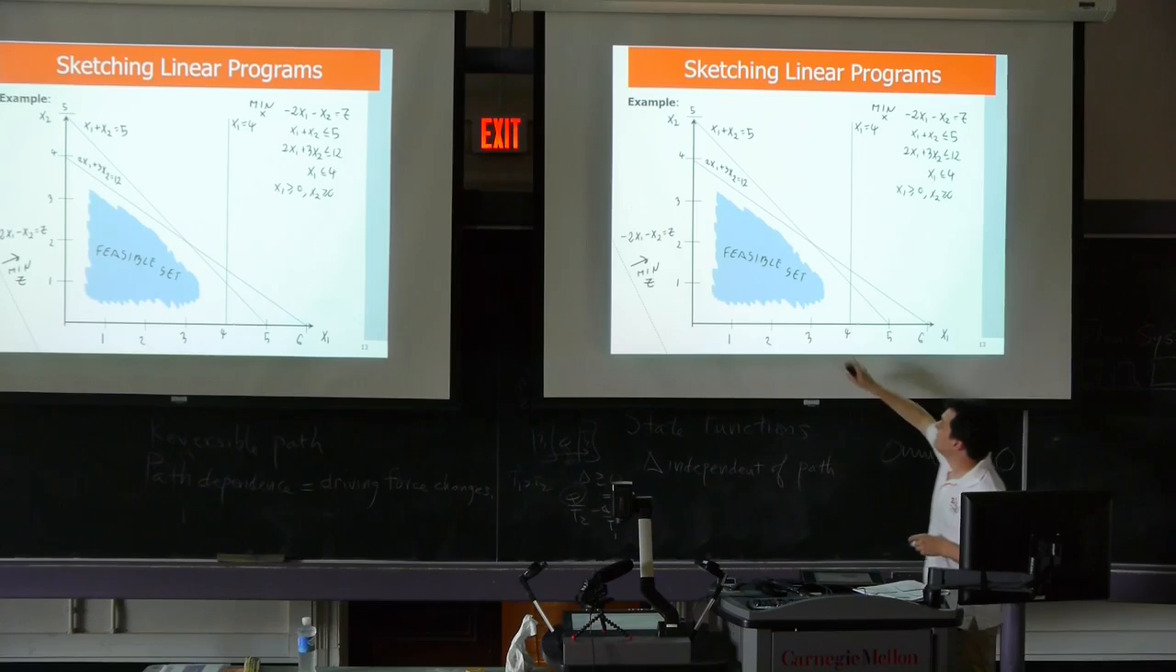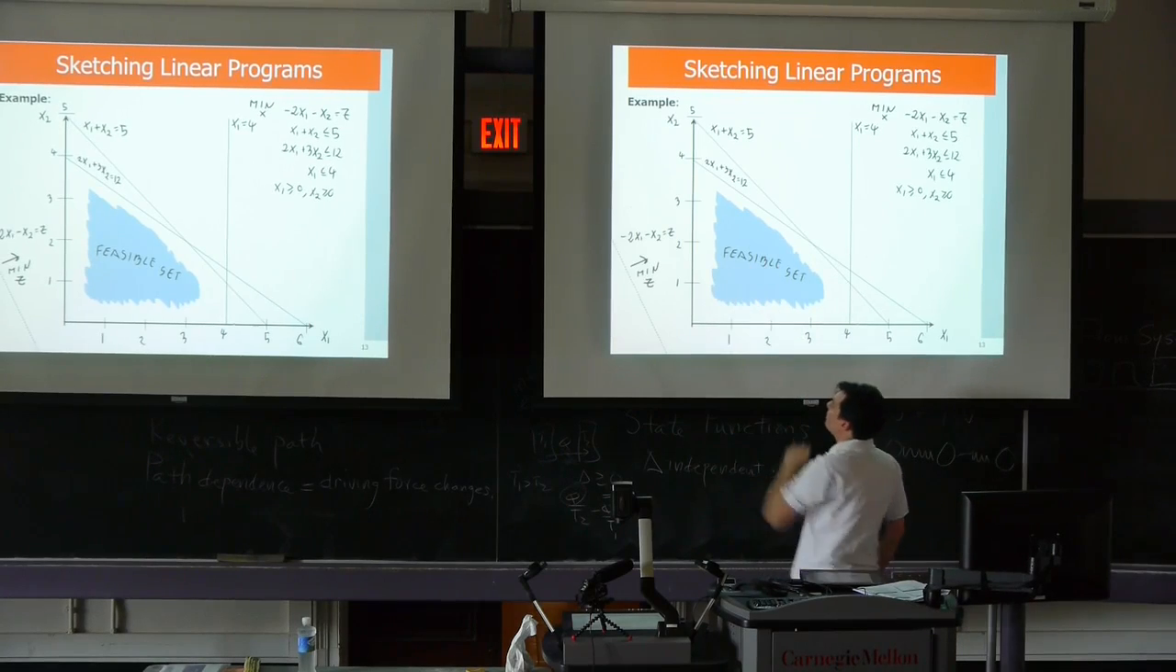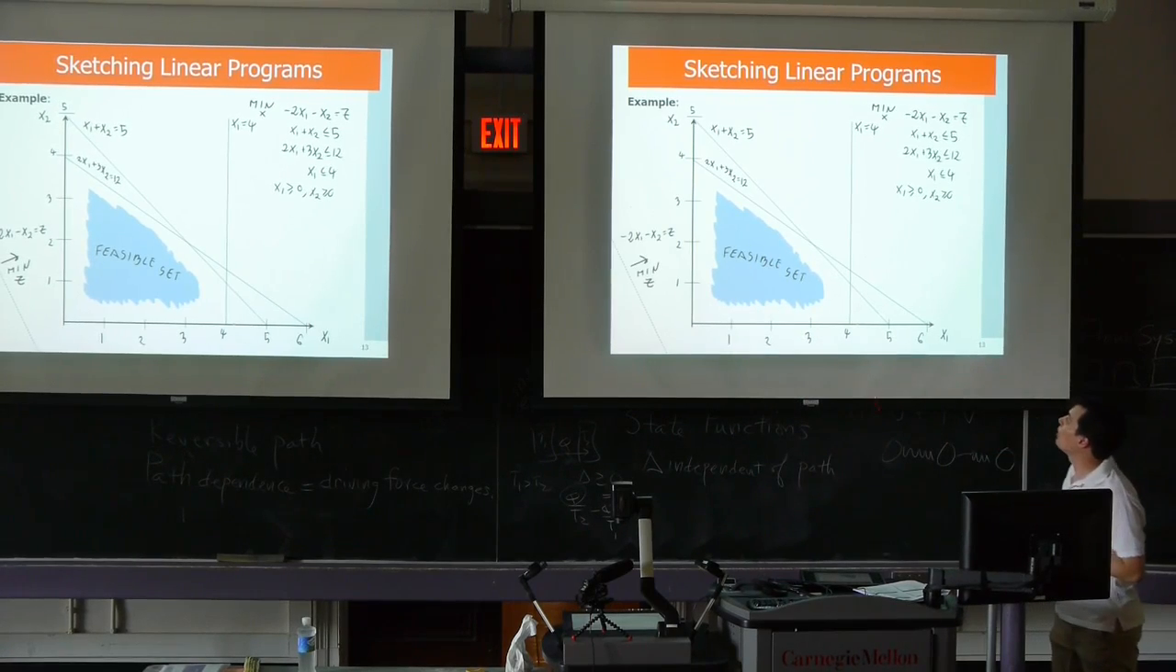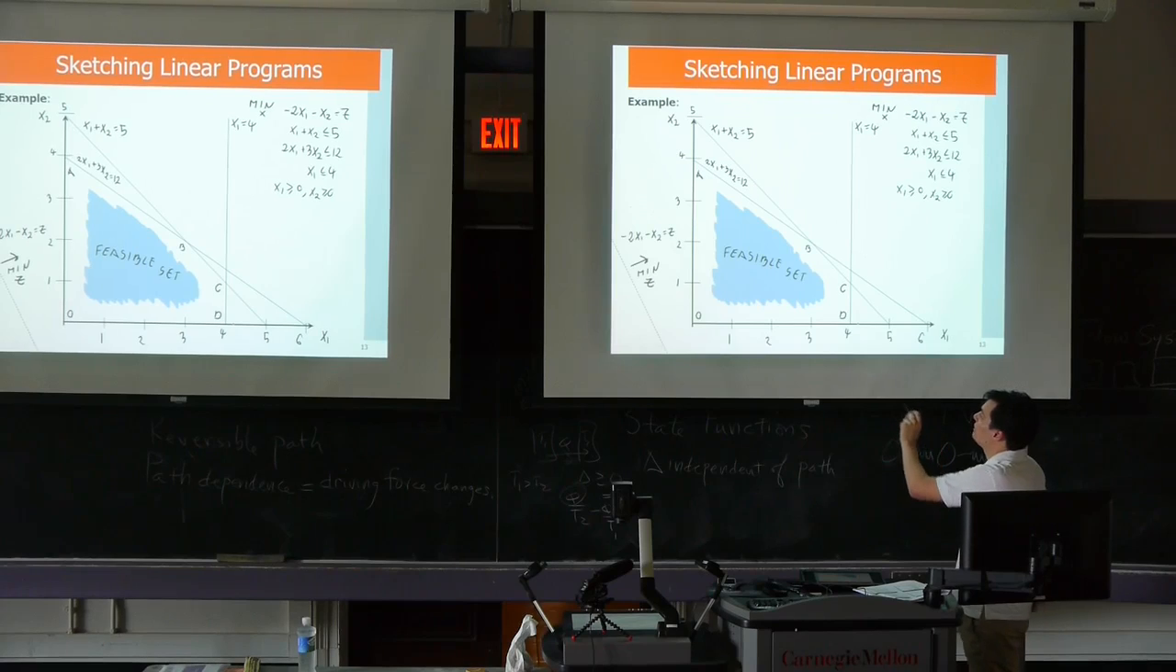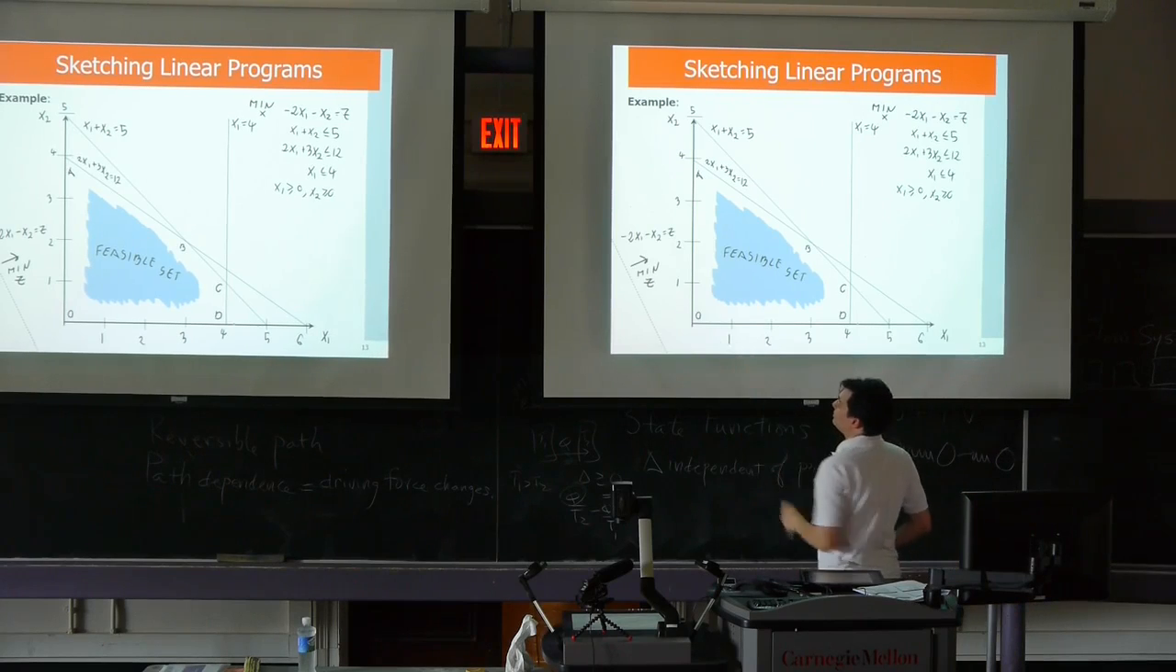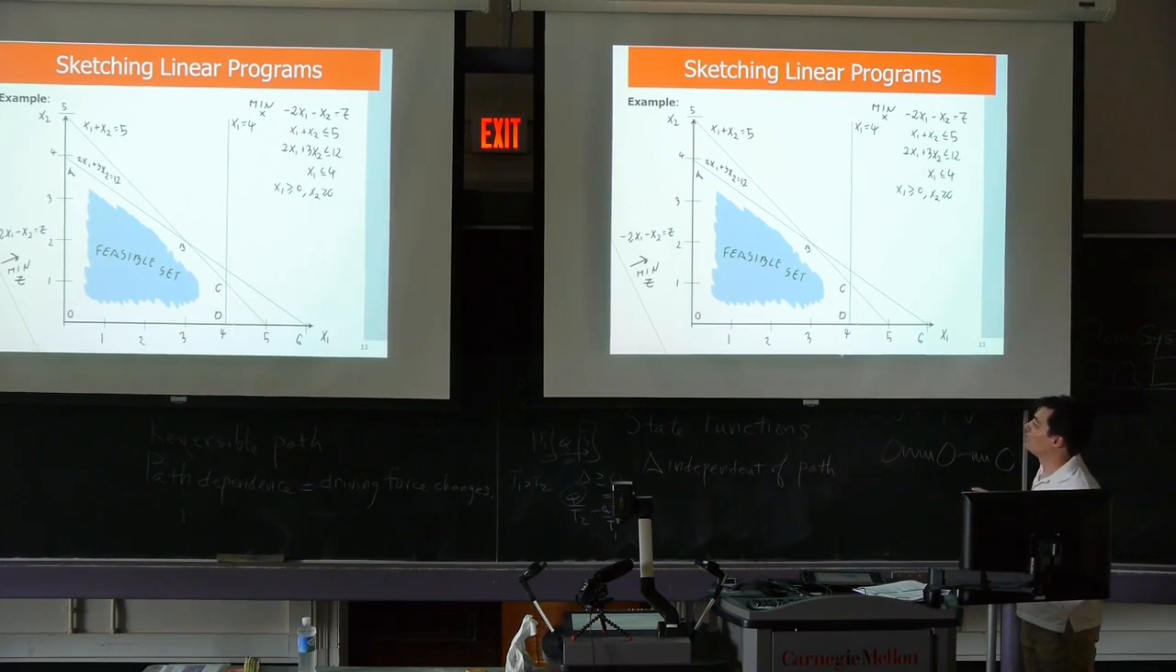Some definitions: this domain here is called the feasible set. Those points that satisfy these constraints are feasible. We can also observe that this object has 1, 2, 3, 4, 5 corners. I can denote this one with O and then A, B, C, D for the other corners.